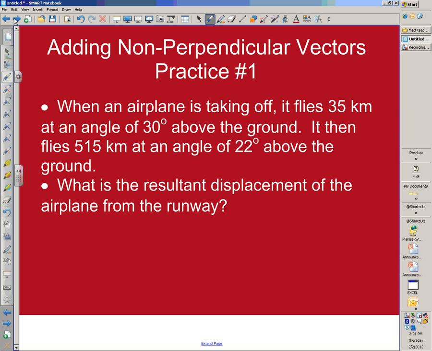First example, adding non-perpendicular vectors, practice number 1. It says when an airplane is taking off, it flies a distance of 35 kilometers at an angle of 30 degrees above the ground. Then it flies 515 kilometers at an angle of 22 degrees above the ground. What is the resultant displacement of the airplane from the runway?